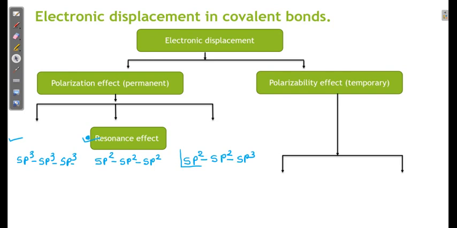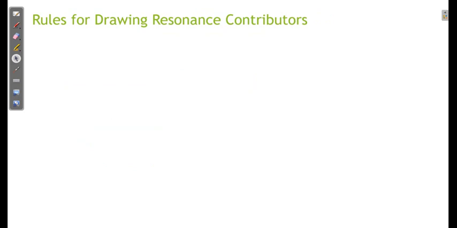So let us go. I will not explain what resonance energy is or why resonance comes. I will give you examples and try to minimize your mistakes in drawing the resonating structures. So here are the rules for drawing the resonance contributors.